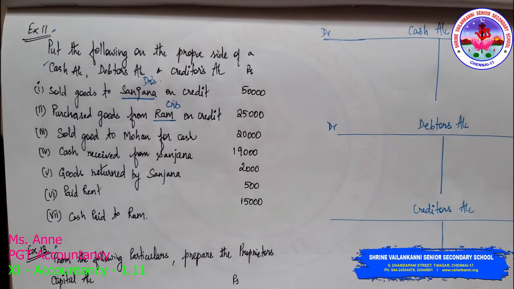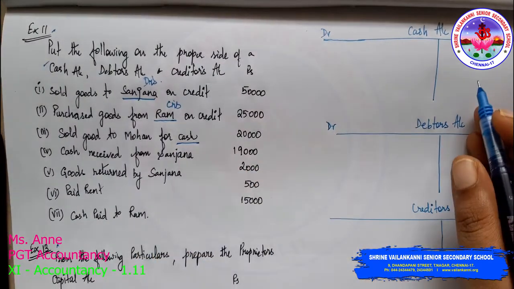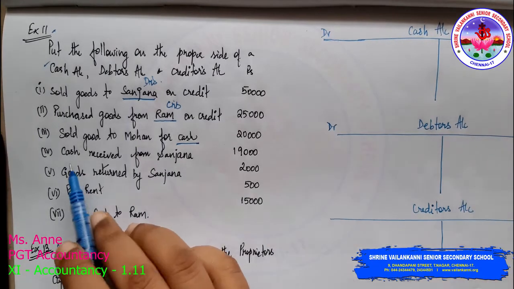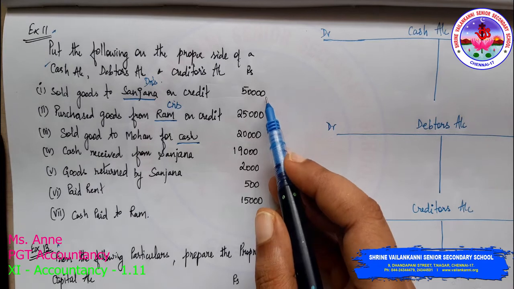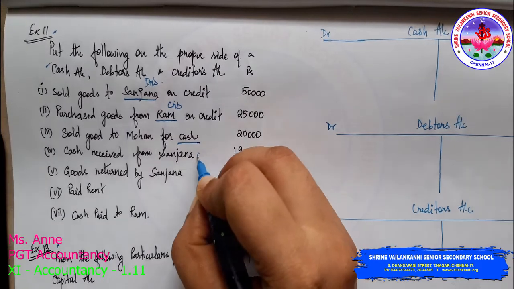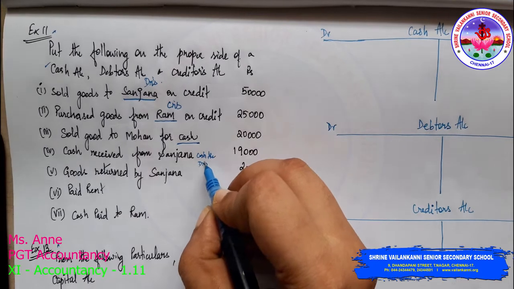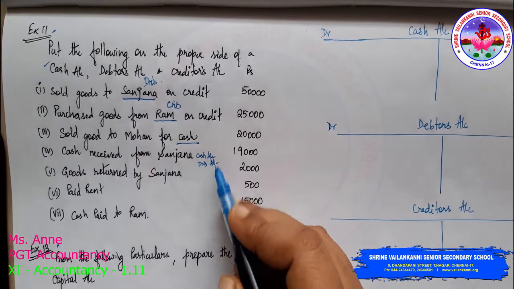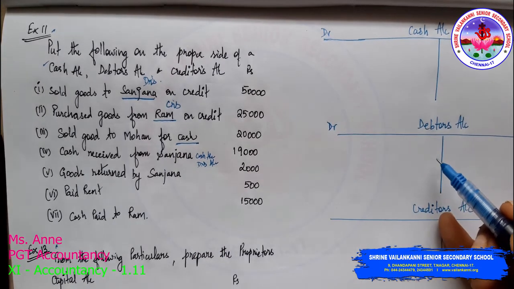Sold goods to Mohan for cash. Now it is a cash sale because we sold goods to Mohan for cash. It will just affect the cash account. So we need to put it into the cash account only. Cash received from Sanjana. Now Sanjana had to pay 50,000. She is paying 19,000 now. So it will affect both the cash account, because she is paying in the form of cash, and she is a debtor. Debtors will come down. So two accounts will get affected. So we have to make sure that we record it in the cash as well as the debtors account.